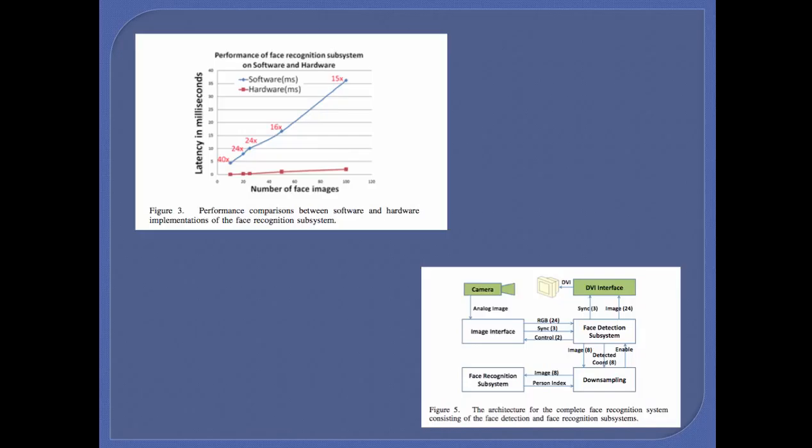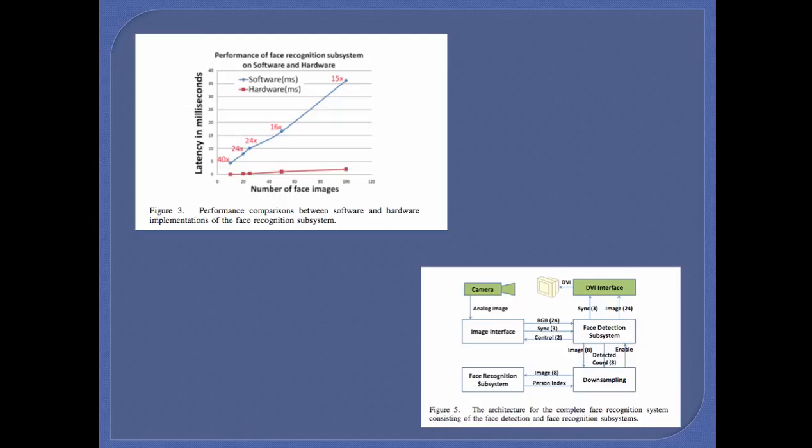Here's a couple more figures for you to look at. Some performance characterization comparisons between the software and the hardware. Obviously, the hardware has very low latency, whereas the software has higher latencies in milliseconds versus the number of images that it has to pass through. So obviously, the higher the number of images it has to sort through, the higher the latency in the software is going to be. Whereas you can see that the latency in the CPU or hardware is much lower.